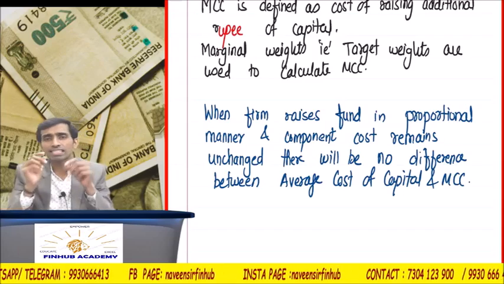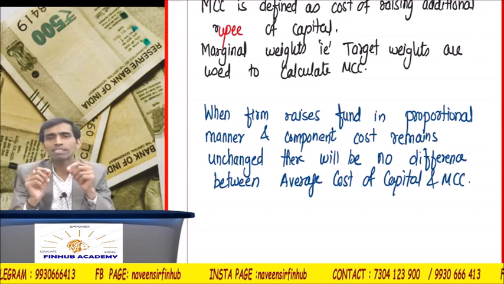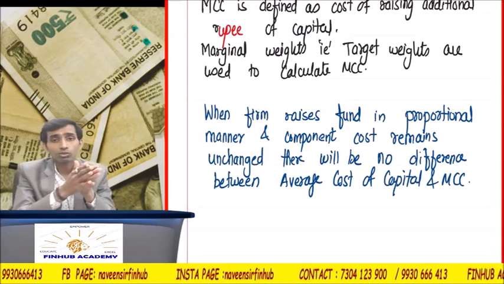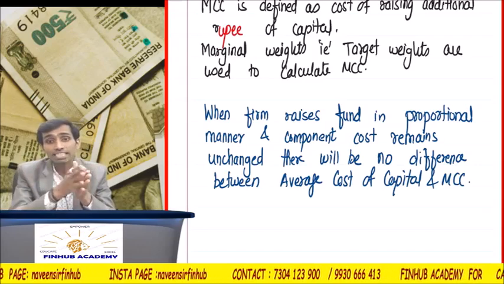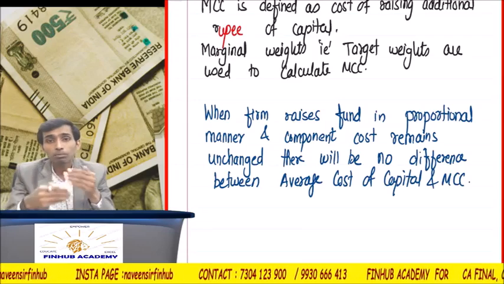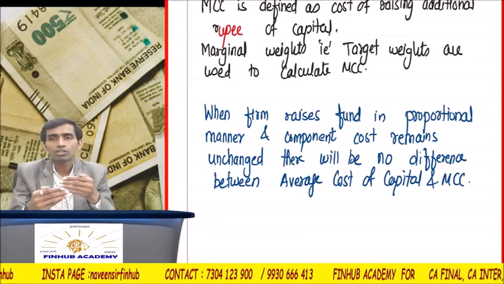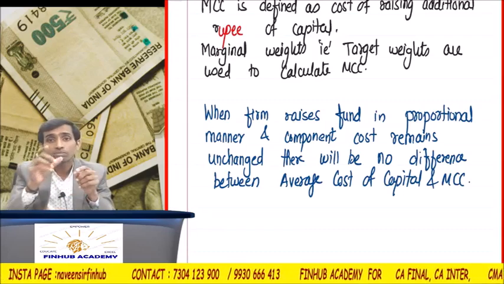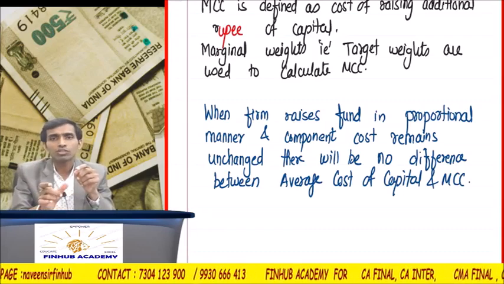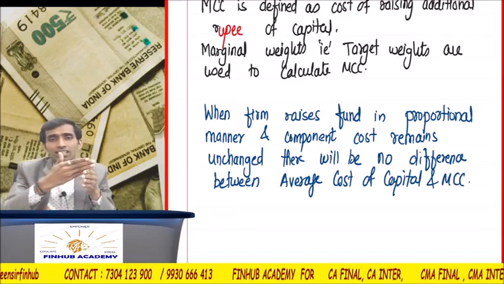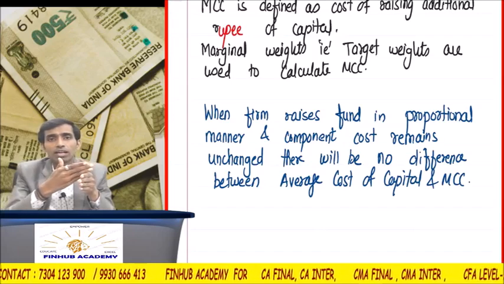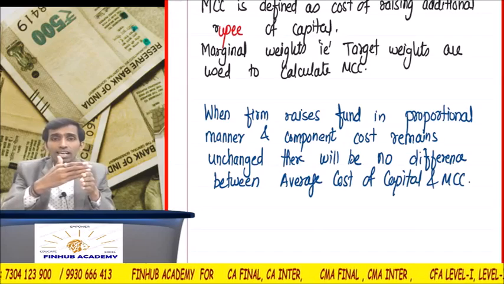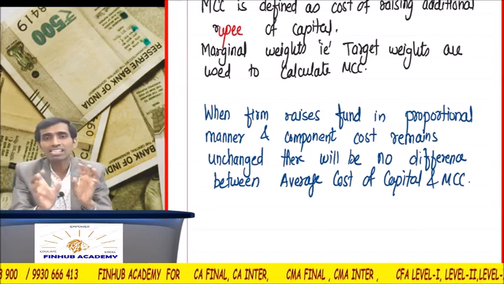Please understand, there is a thin line. Please understand what I am saying. See, you have raised a fund, extra 10 lakh rupees. But the proportion is same. Understood? When I say when the firm raises the fund in proportional manner, means 10 lakhs is distributed in the same weights.